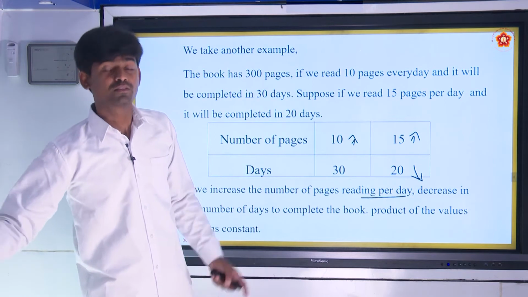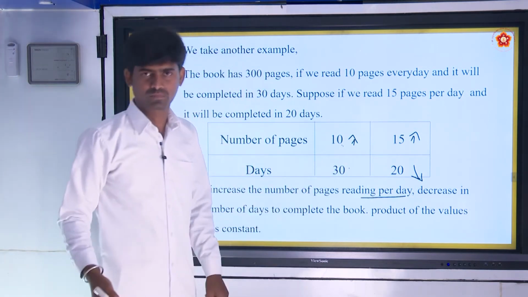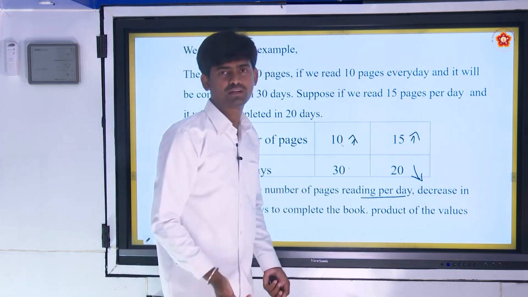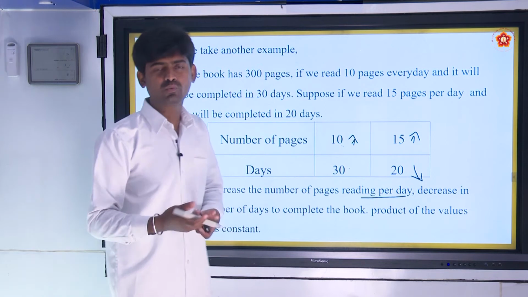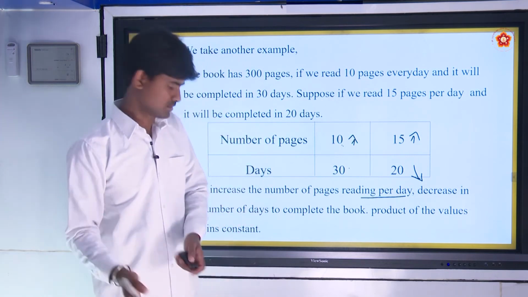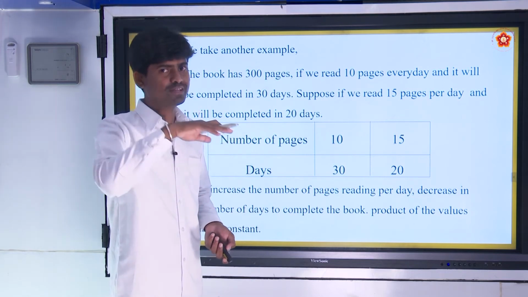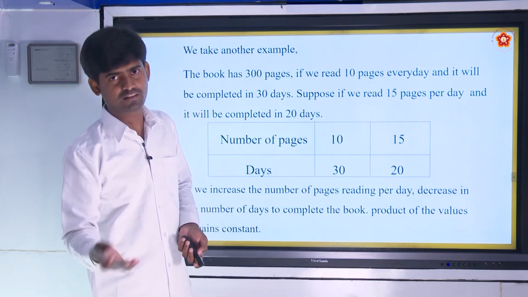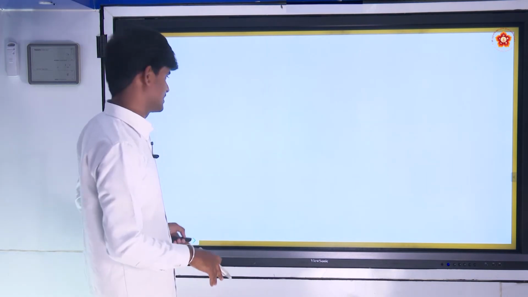So like that, the product: 10 into 30 is 300, 15 into 20 is 300. The pages remain the same. So x into y is equal to a constant. That is the inverse proportion. In direct proportion, x by y is equal to k, a constant. Here, x into y is equal to k, a constant.